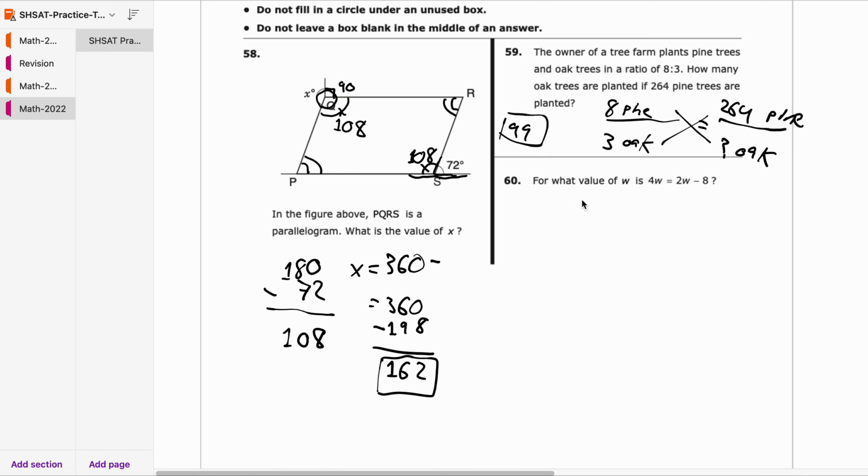Okay, so for what value of w is this equation true? So basically this is asking us to solve for w. So we can start by subtracting 2w from both sides. And then the left-hand side would be 4w minus 2w, which is 2w. And on the right-hand side, our w's cancel out, and we're left with negative 8. So now we're going to divide by 2 on both sides. And we would get w is equal to negative 4.